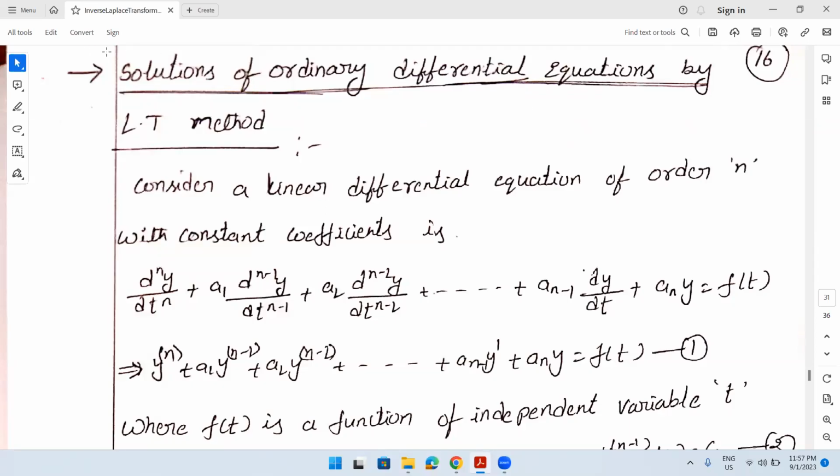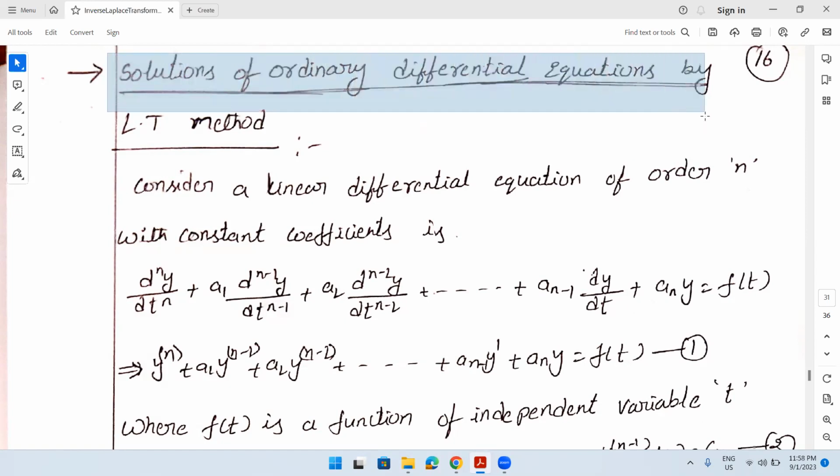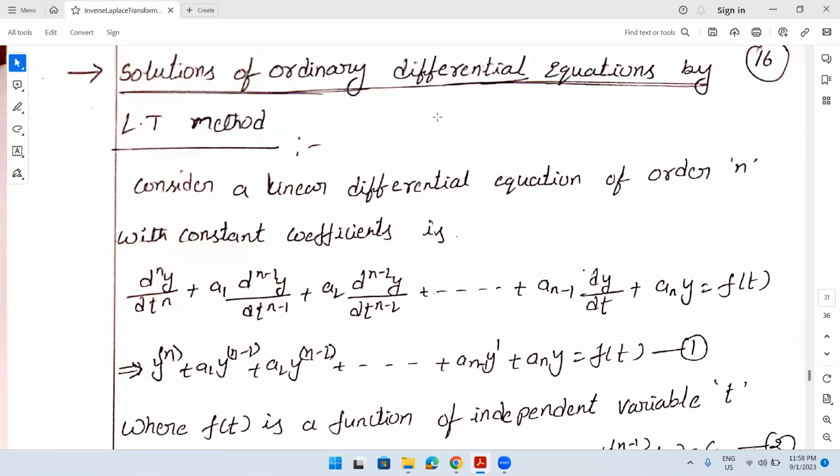Hello students, in this video we are going to see the solutions of ordinary differential equations by using the Laplace transform method. The main use of the Laplace transform, any transform, is to solve ordinary differential equations. Using the Laplace transform we can solve them.